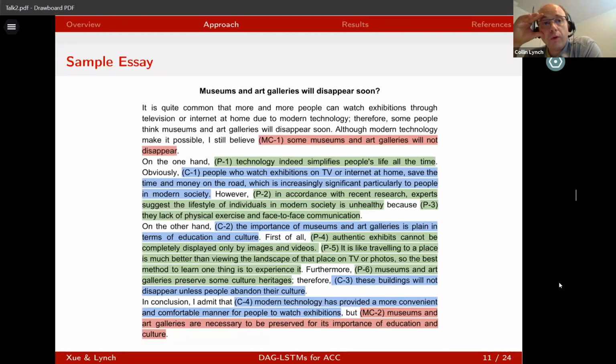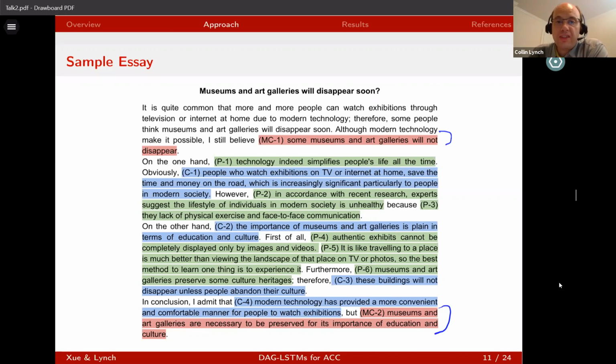To give you an idea of what we're dealing with, here's a sample essay. Museums and art galleries will disappear soon, ? The essay itself is relatively short, relatively concise, but it focuses on taking and defending a basic position that museums and galleries will not disappear, which is stated here in the major claim, and stated again in a second restatement of the major claim or conclusion statement.